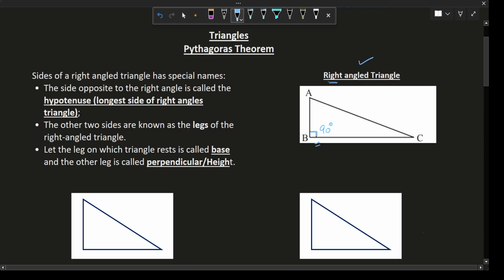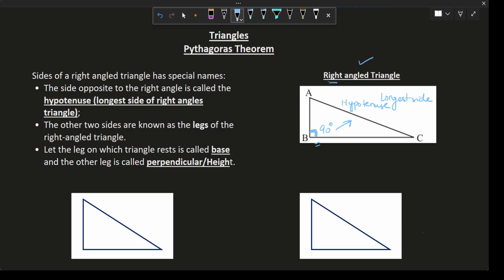Now, all triangles have three sides, but in a right angle triangle, all these three sides have a special name. Let's just talk about that. The side opposite to the right angle, this side, you can see this is the longest side also. So the name of this side, we say that as hypotenuse. Hypotenuse is the name of this longest side. We generally represent it as capital H.